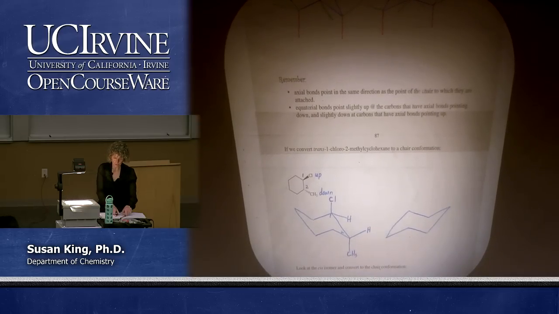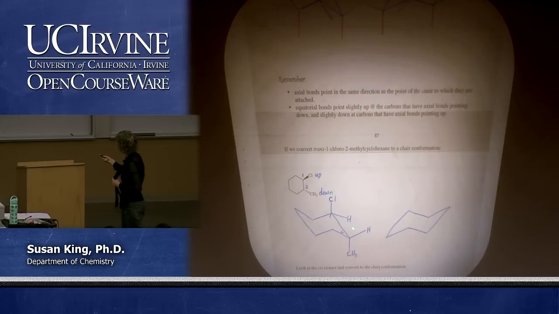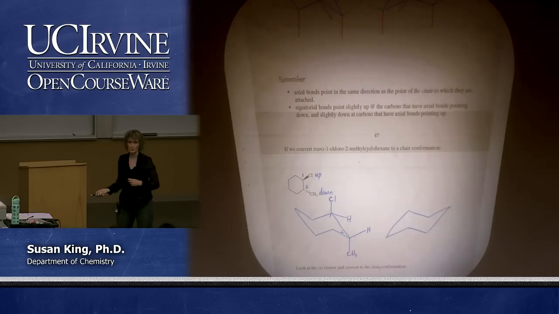Just like that. So this chlorine here is up above the hydrogen that's on the same carbon. That's up, that matches that. This methyl is down below the hydrogen that's on the same carbon, up, down, and there are trans that are on opposite sides of the ring. Questions on how I did that?